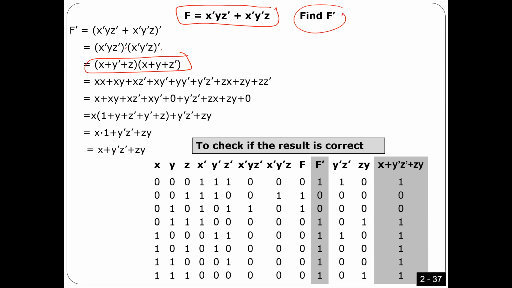Here what I'm doing is simplifying. You can stop if I don't ask you to simplify. You can just stop here, and that's it. This is f prime, the complement of f. But if I want to simplify it more, you can do Boolean algebra manipulation as we did before.